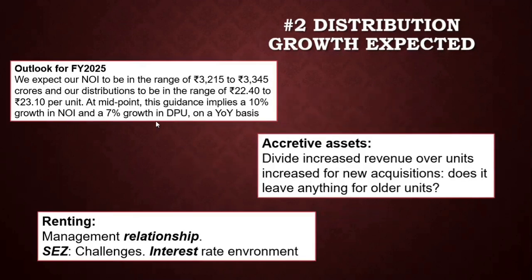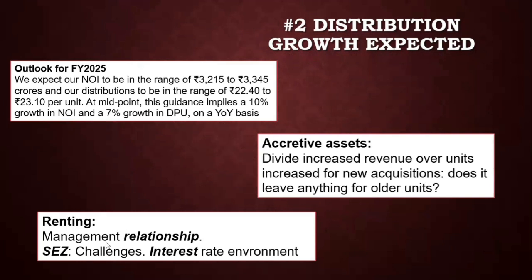The outlook which Embassy has given is that there's going to be a DPU of about 22.4 to 23.1 in FY 2025. If you look at the current year, it was 21.33. So yes, they are looking at an increase in DPU, some kind of growth in the distributions. Secondly, accretive assets: we need to see how the accretive assets work out. A very simple way to do it is to divide the increased revenue over the units increased for new acquisitions. Does it leave anything for the older unit holders? That's what we would assess for accretive assets in the future.